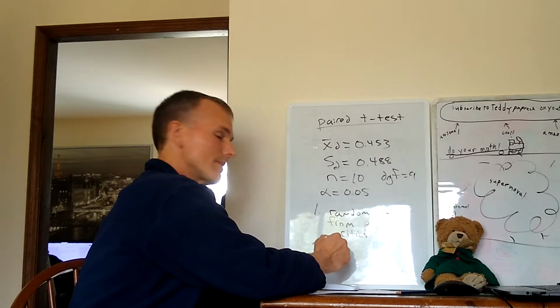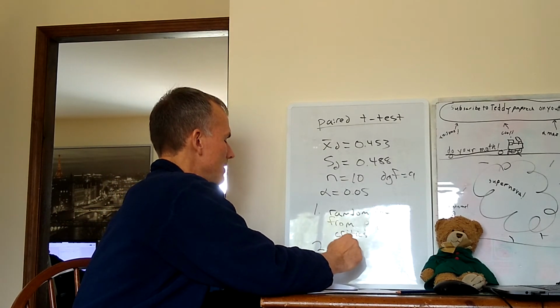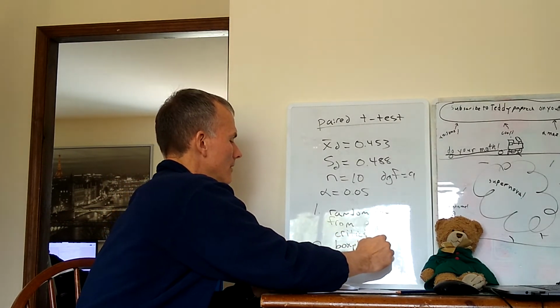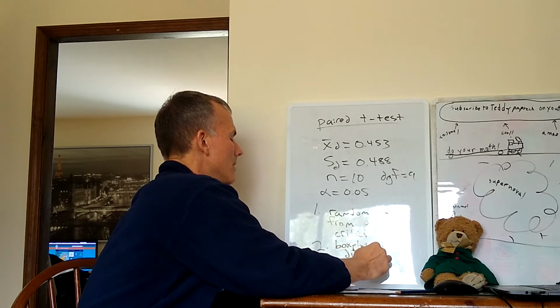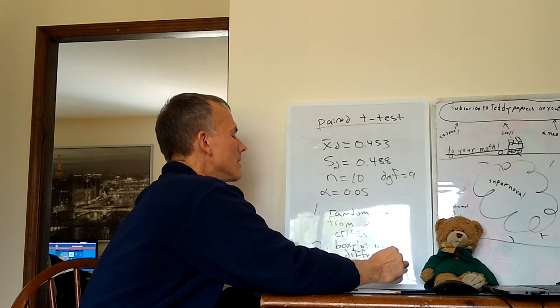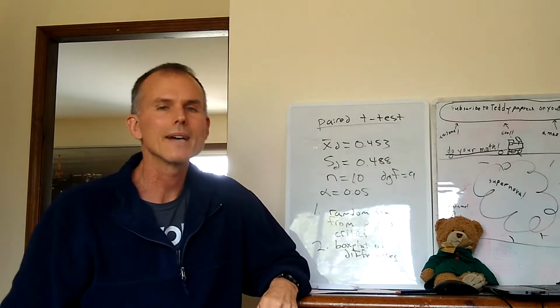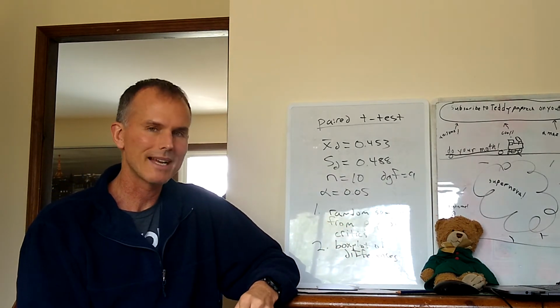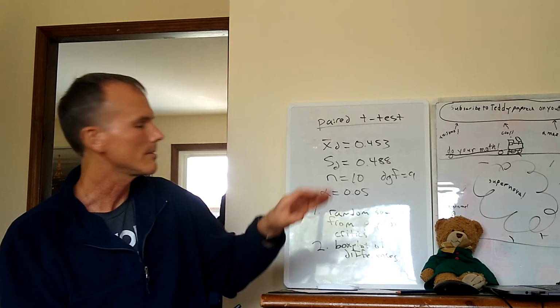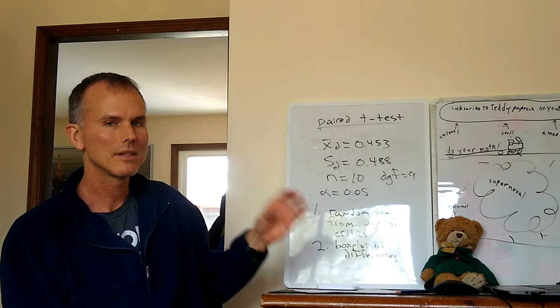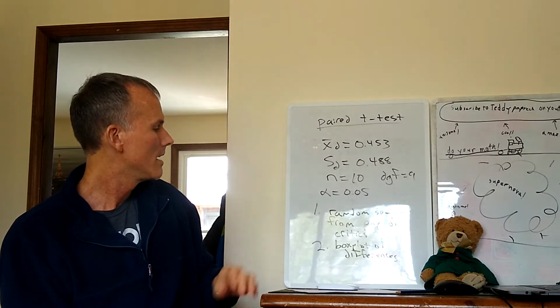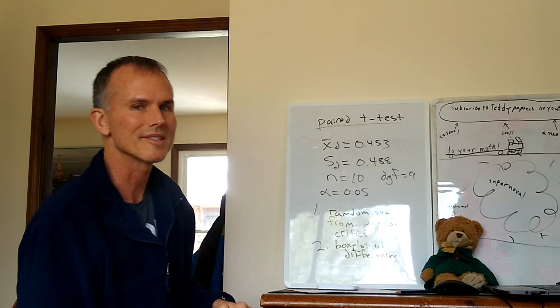Okay, now I'm going to write box plot of the differences, and I'm going to rely on the viewers at home to actually create that box plot, because I'm not going to do it. But what you do is you take your list of differences and you create a box plot of the differences. And then you know what to say from there.